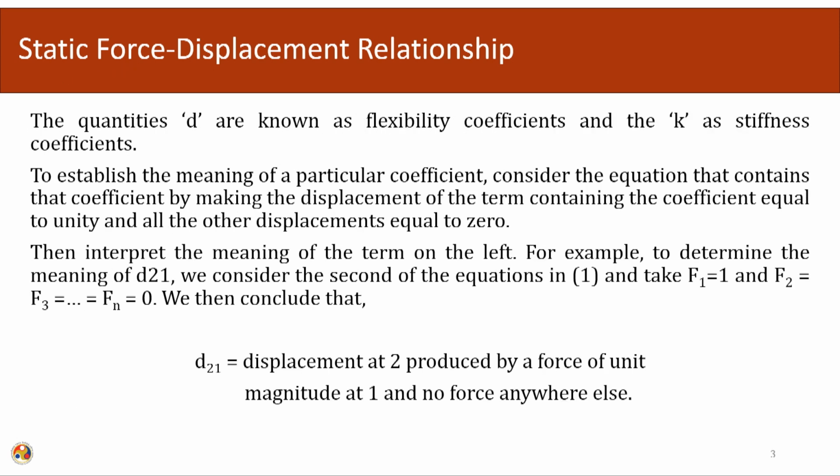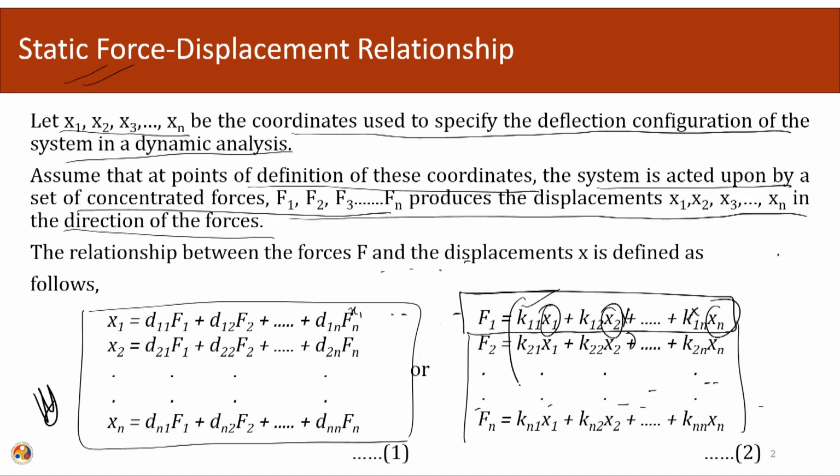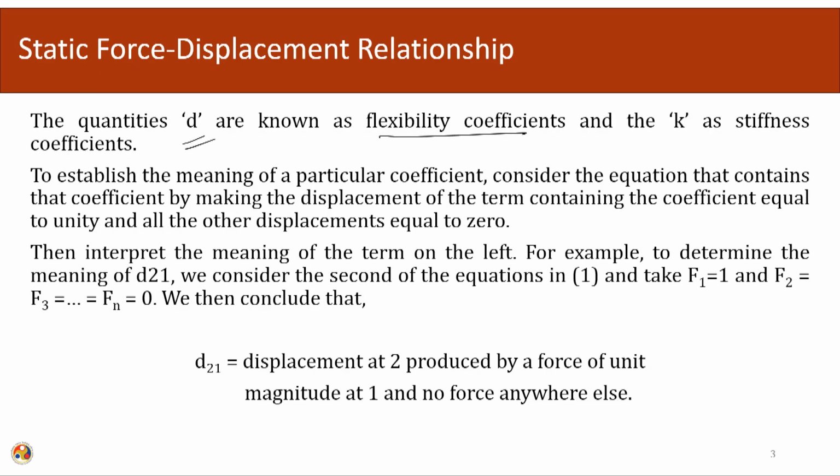So, the quantities D are known as the flexibility coefficients. The K quantity we are very conversant with, so we call this quantity the stiffness coefficients. The D quantity, a similar quantity, is known as the flexibility coefficients. So, these are the stiffness coefficients, these are the flexibility coefficients. So, D are the flexibility coefficients and K we very well know, these are called the stiffness coefficients.